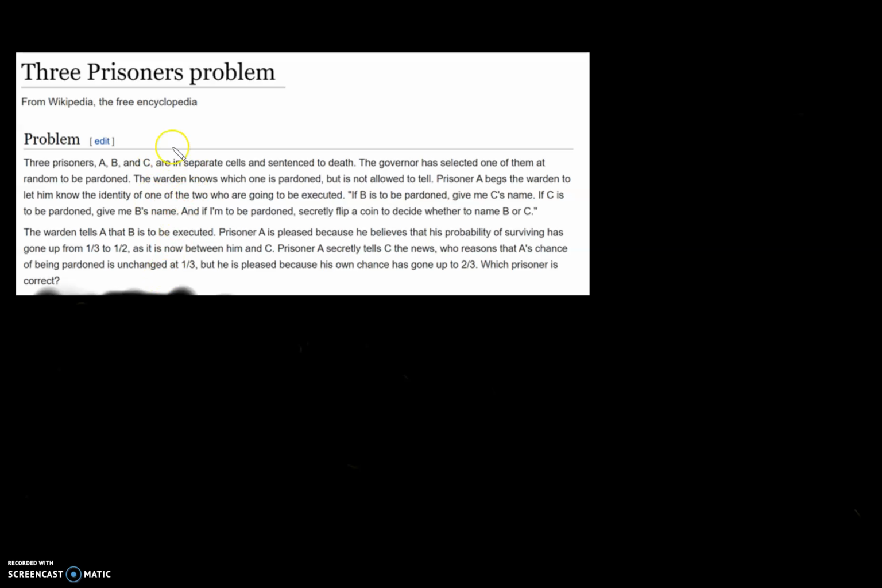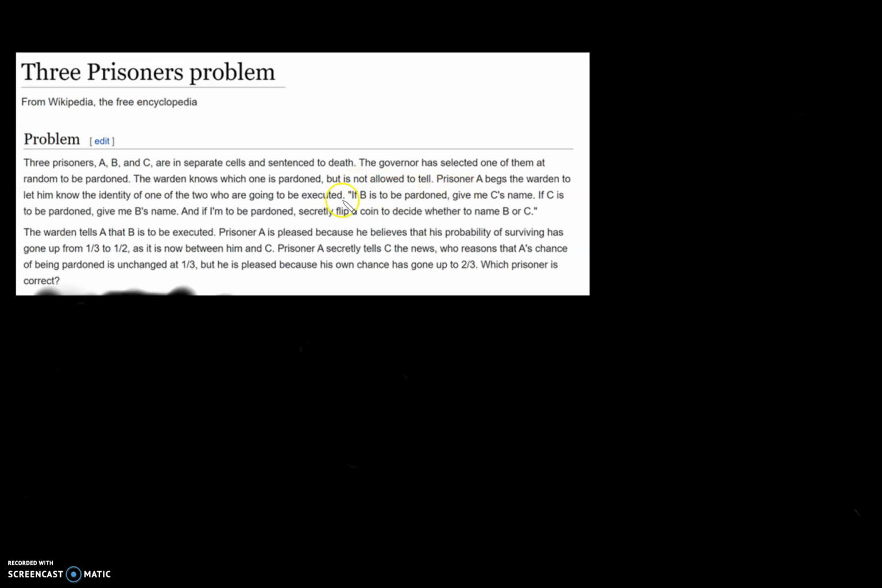Let's say you're presented with the following problem. There are 3 prisoners, A, B, and C, and they are sentenced to death. The governor has decided to pardon one of them at random. The warden knows who will be pardoned, but he is not allowed to tell.